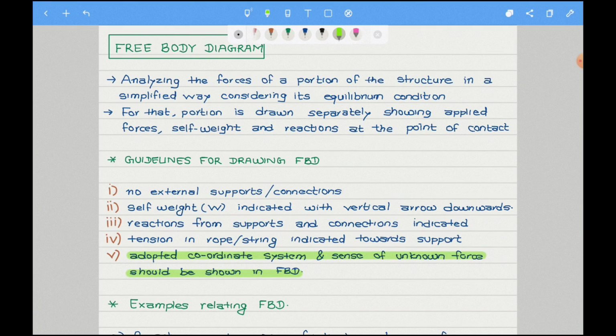I know these all might appear to you a bit confusing, but let me assure you that after digging into some examples relating to free body diagram, all these guidelines will appear much clearer than ever before. Having all that being said, let us move on to some examples relating to free body diagram.